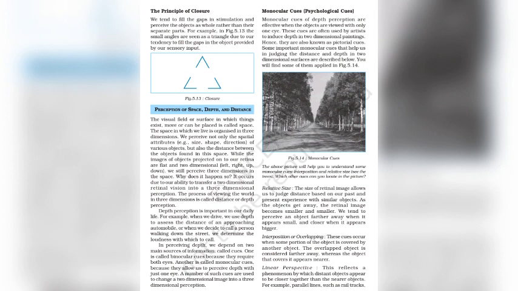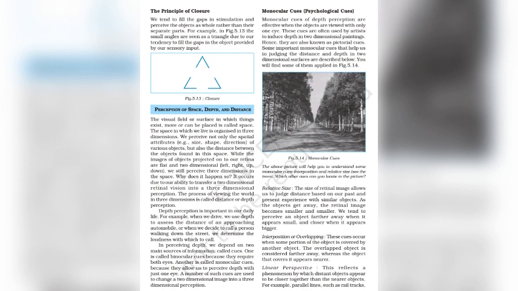In perceiving depth, we depend on two main sources of information called cues. One is called binocular cues because they require both eyes. Another is called monocular cues because they allow us to perceive depth with just one eye. A number of such cues are used to change a two-dimensional image into a three-dimensional perception.